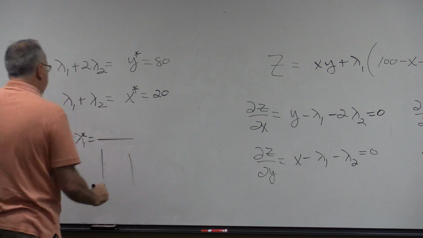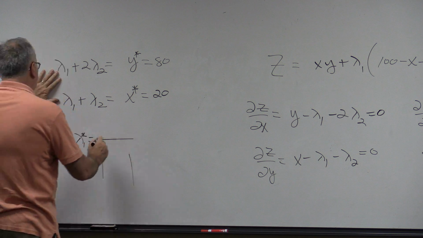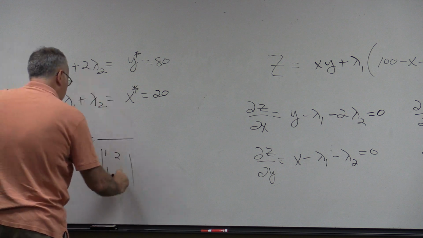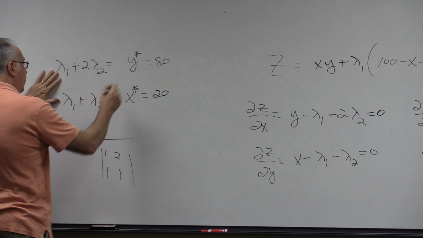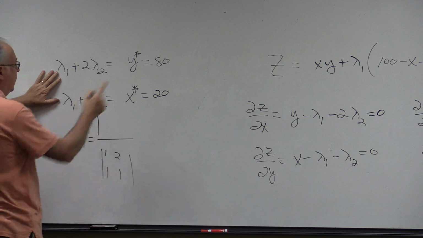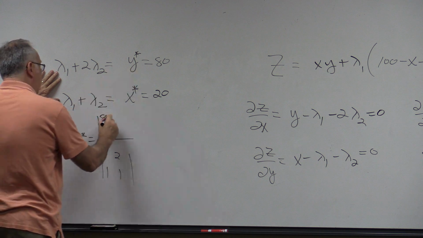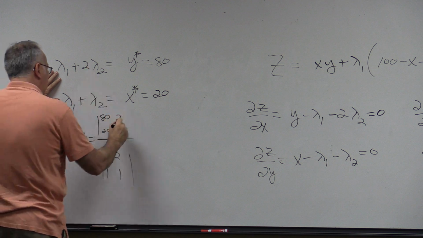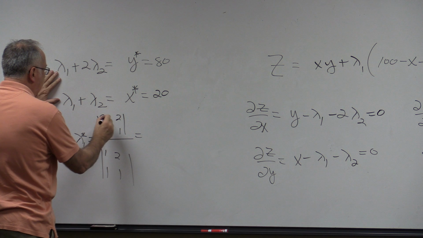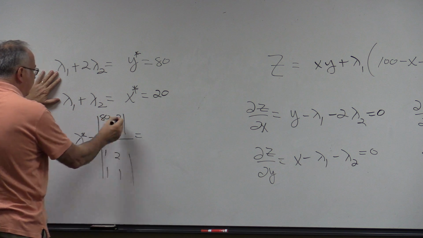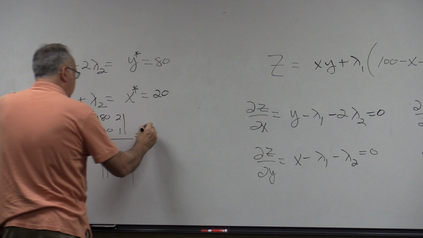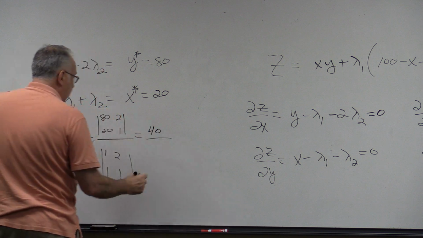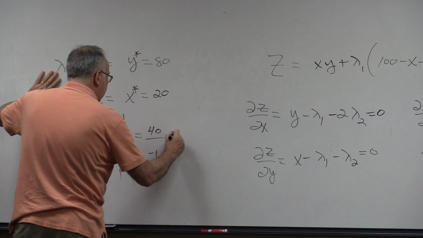And here we have this determinant 1, 1, 2, 1. Up here we have this one first, 80, 20. We have a 2, 1 here. So what do we get? 80 minus 40 is 40. Here we get 1 minus 2, minus 1. So minus 40.